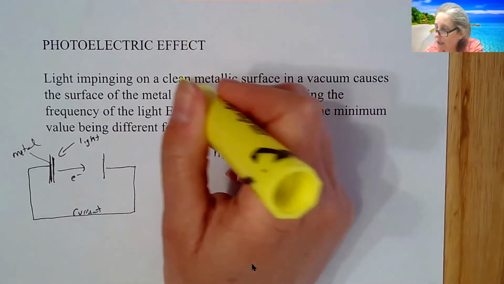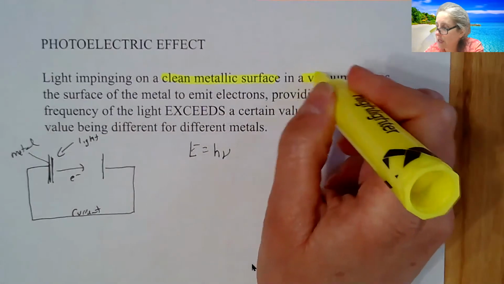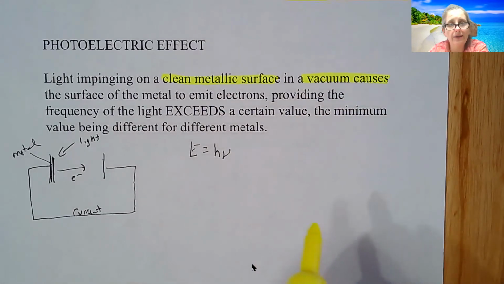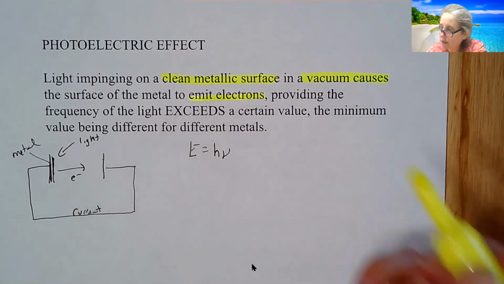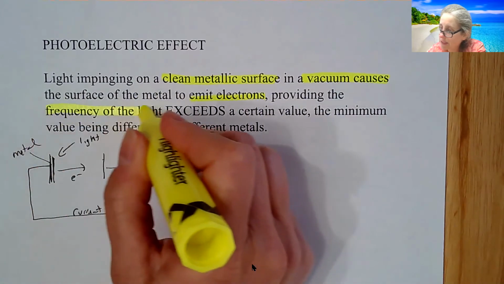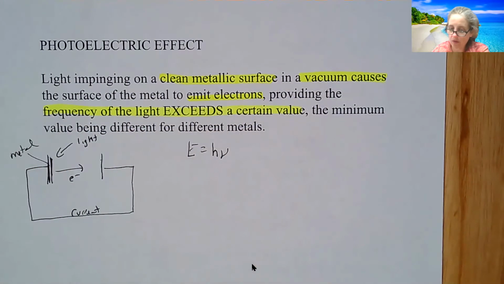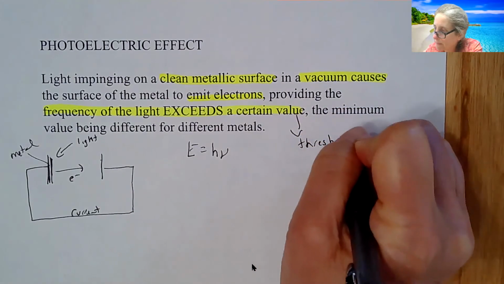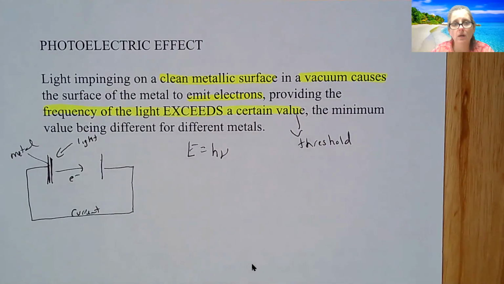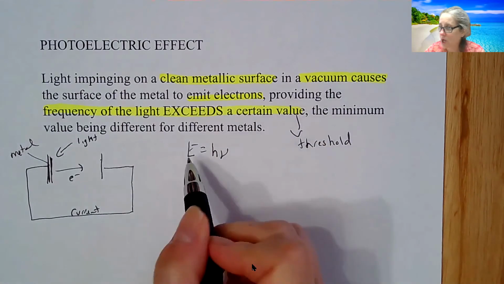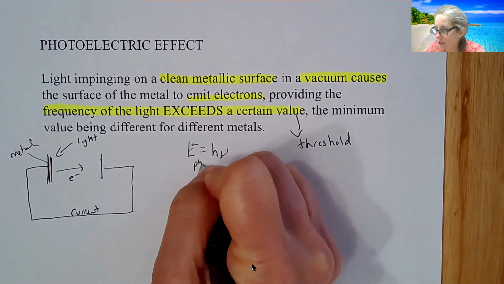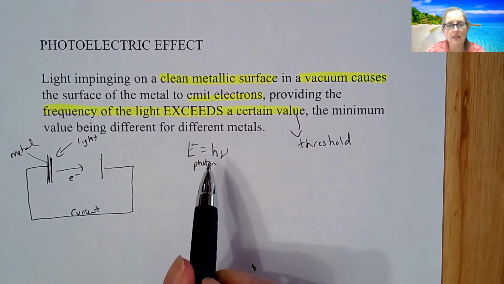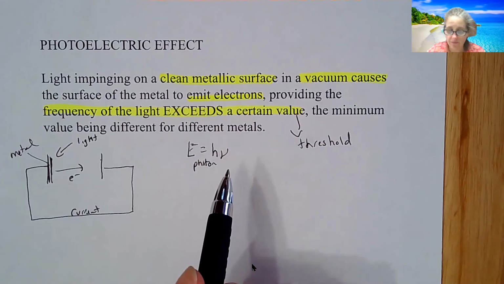So light is impinging on what we call a clean metallic surface in a vacuum, because again, you don't want anything else. And they emit electrons, provided the frequency of the light exceeds a certain value. That is what we call the threshold value, and that depends upon the metal itself. Again, if you had a way to interact, you could change what metal you have there. So what do we know about the energy of a photon of light? Well, that is equal to Planck's constant times frequency.